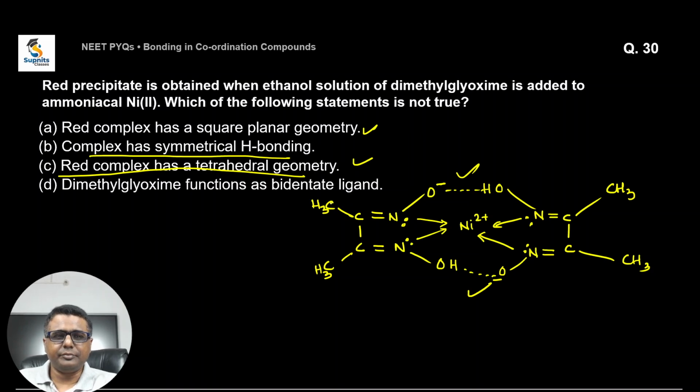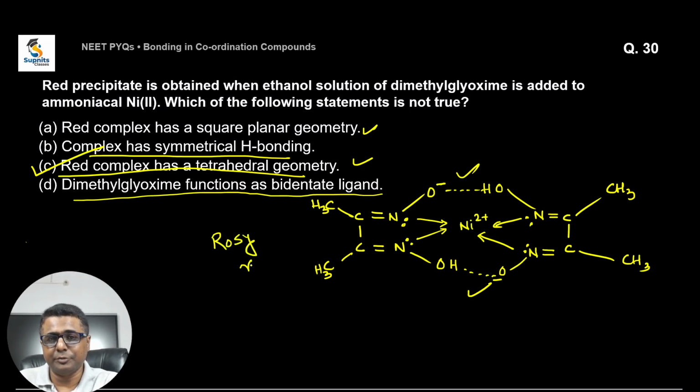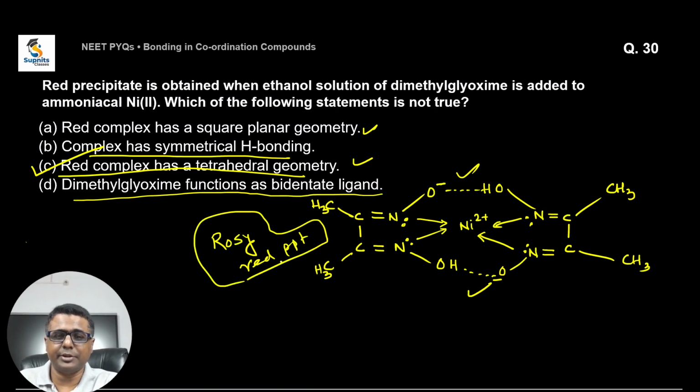Next, dimethylglyoxime functions as bidentate ligand. That is also true. Here we can see that square planar geometry is true. It does not have a tetrahedral geometry. It is not possible to have a tetrahedral geometry with this structure at all. So this is having only square planar geometry. This is a rosy red precipitate. Please write down. This is very important in qualitative analysis also.